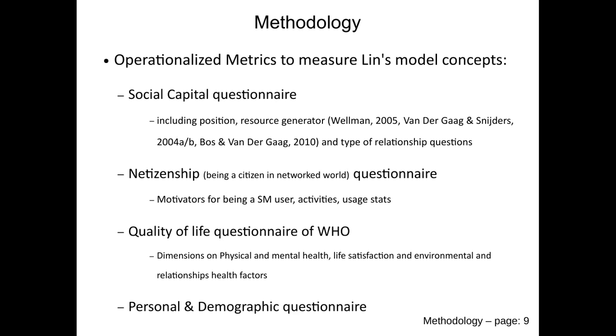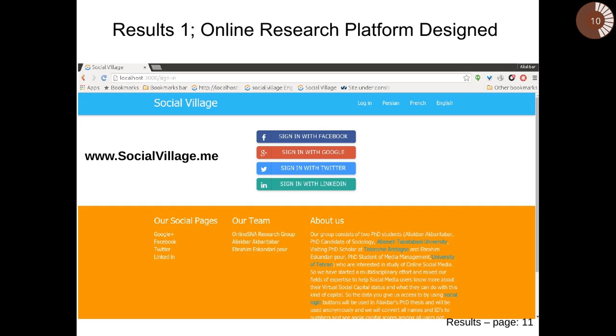If you go to socialvillage.me, you will see different social logins, and we are using this social auth to get permission to access people's data, and to build the measurement based on that data. We are using the friend list as the name generator, and then we are building the other steps of the theoretical model based on that name generator.